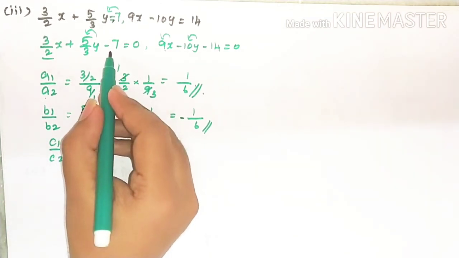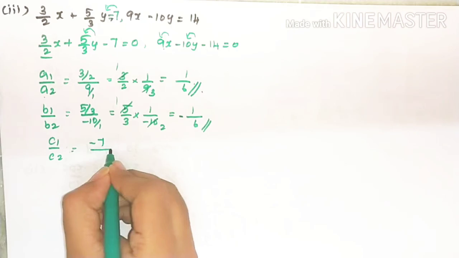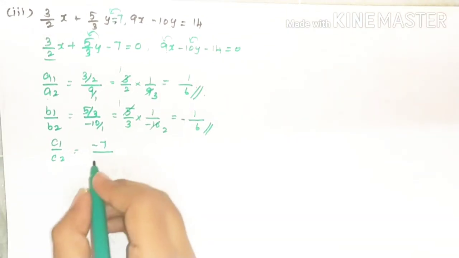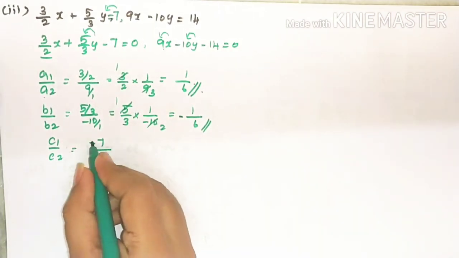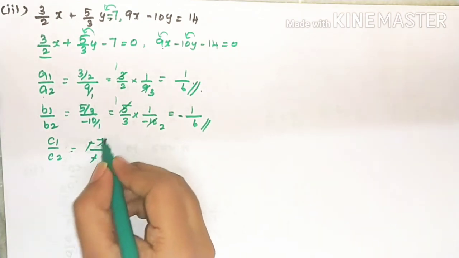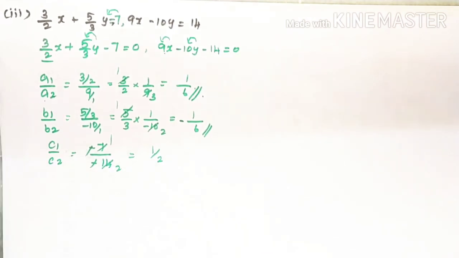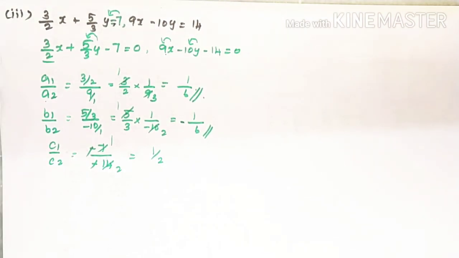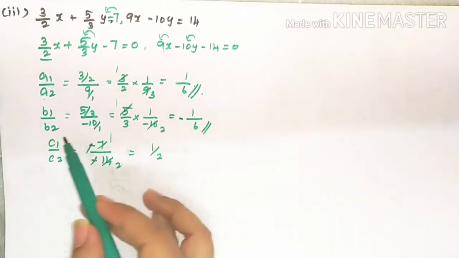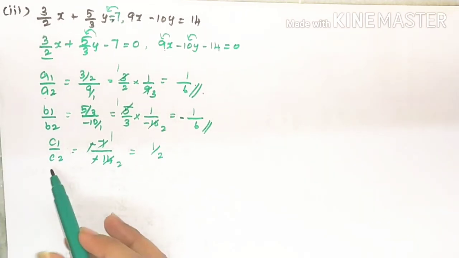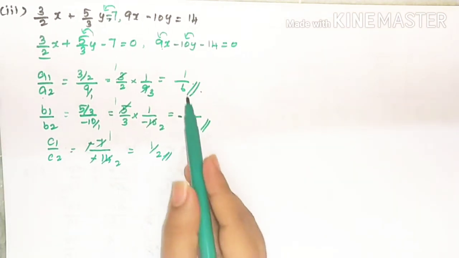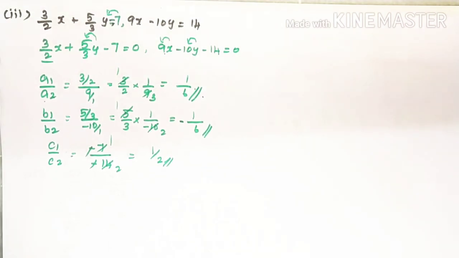Now we can find out c1 by c2, the constant term. Here what is the constant? Minus 7. The denominator c2 is minus 14. So minus and minus we can cancel. 7 table 1 time, 2 time. So you get 1 divided by 2. Now I will show you the condition. Here see, a1 by a2 is 1 by 6, b1 by b2 is minus 1 by 6, c1 by c2 is 1 by 2. So all are not equal.